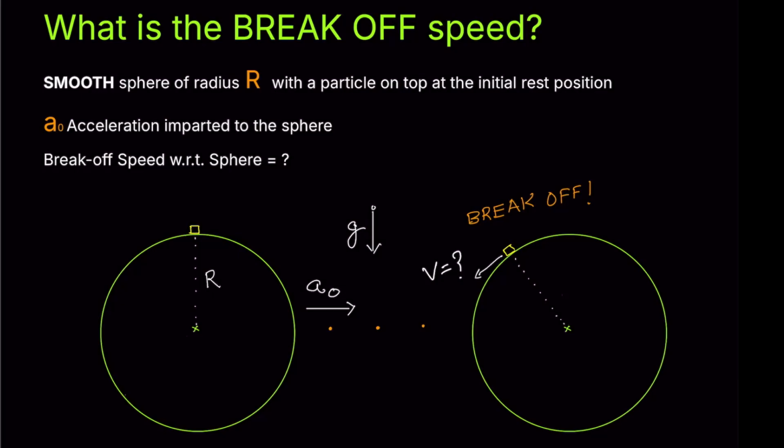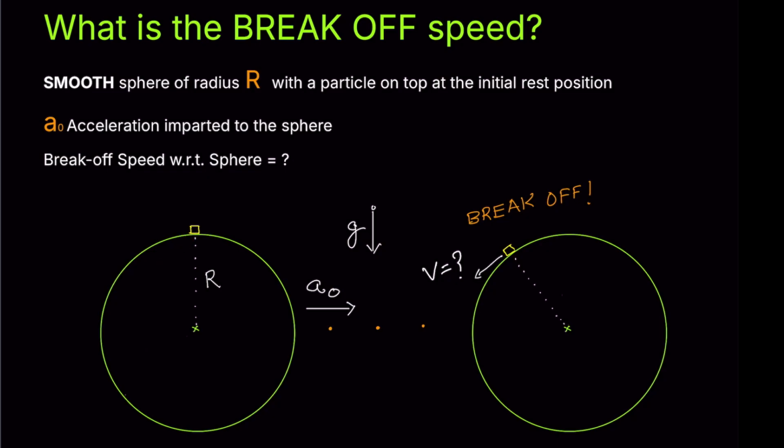Hello friends. In this video, let's look at this interesting problem. We are given a smooth sphere of radius r with a particle on top of it at the initial rest position. Initially there is a particle right on top of the sphere and the sphere is smooth, so there is no friction between the two.